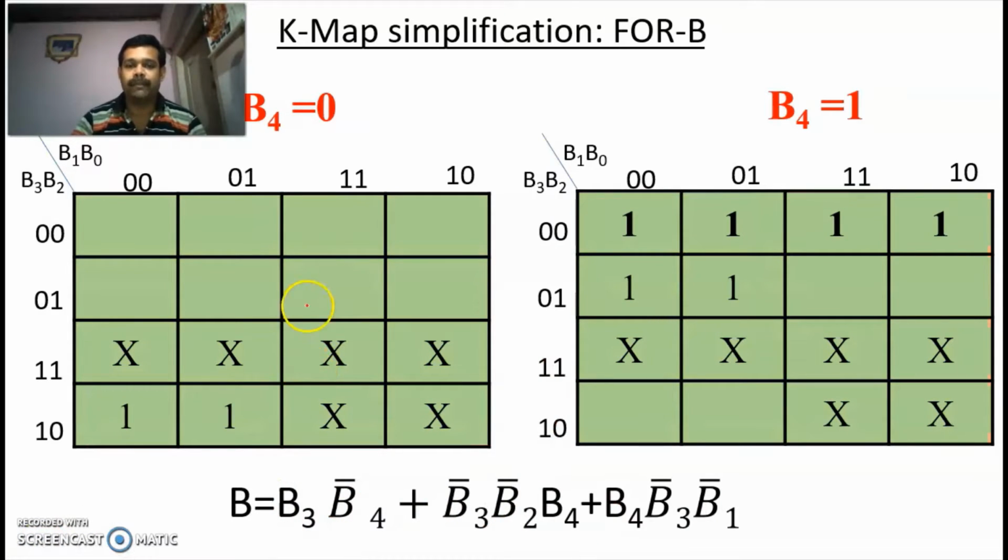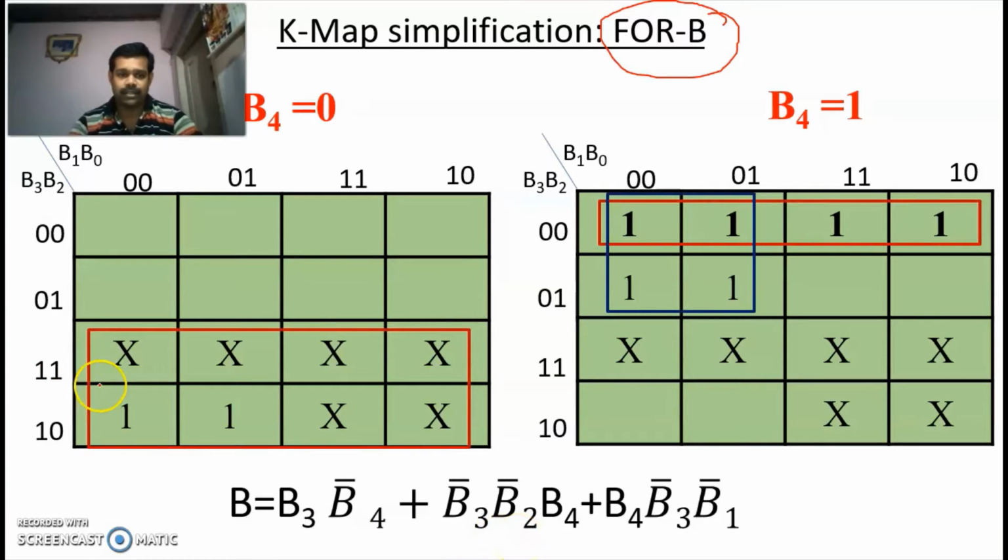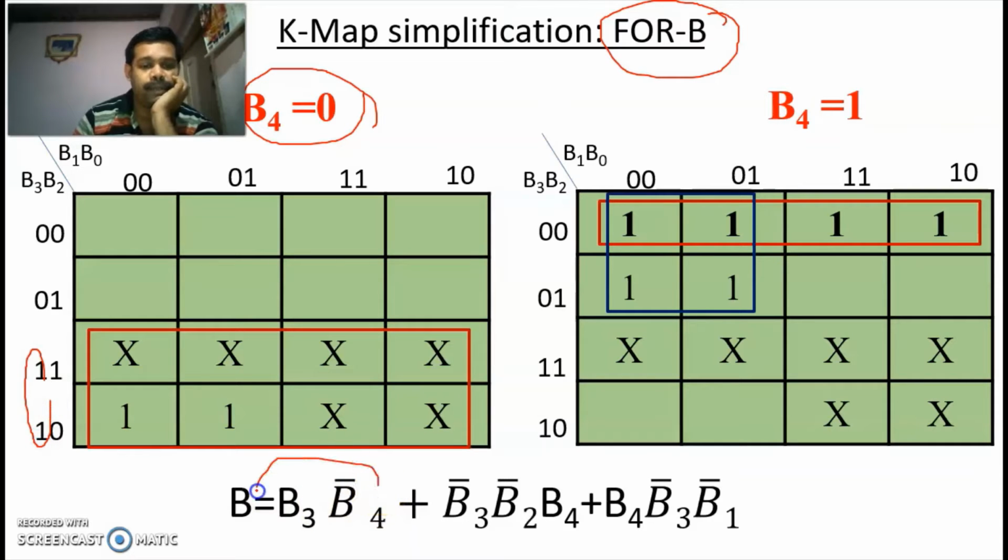Next, we are going for B. First we have drawn it for A, next for B. So these are the groups. We have to check whether we have similar ones. We do not have similar ones. This group is only present in the B4 bar map, so we consider B4 bar, and the expression is B3. So B3 B4 bar. For the next one, the expression is B3 bar B2 bar, and it is present in B4. So B3 bar B4 plus B3 bar B2 bar.